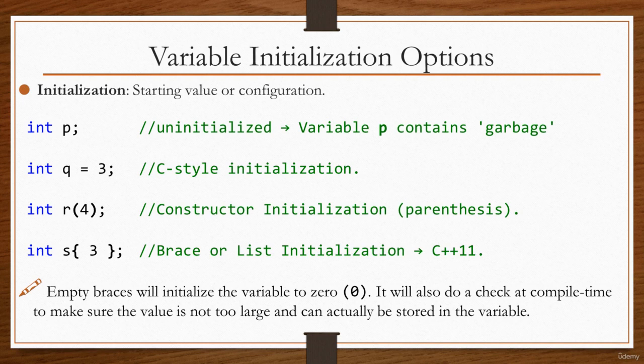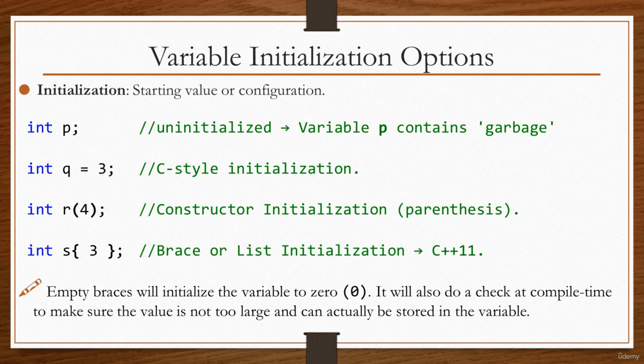In the next statement we declare a variable r and we use constructor initialization, or in other words the parentheses, to initialize the variable r to 4. In the final statement we declare a variable s and we initialize that using list initialization, also referred to as brace initialization. It uses those curly braces, so in this way we can initialize s to 3. This brace or list initialization was introduced in C++11.